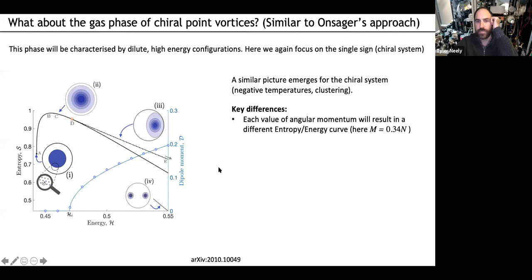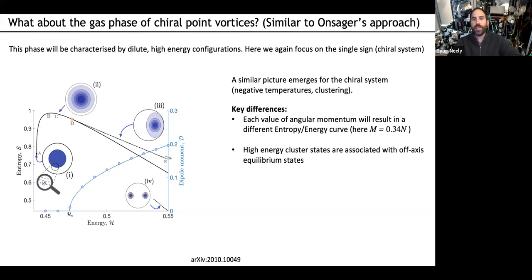I should also say that in the previous case, we only had one curve. In this case, there's the possibility of different angular momentum for the system, so you'll get a bunch of different curves. Really, this is a two-dimensional phase space, which I'll show an image of in a second. But an interesting thing happens for these negative temperature states of the vortices in the chiral system, in that they're actually associated with these off-axis clusters. As you increase the energy, rather than having a very tightly concentrated vortex at the center, it's actually forced to go off center.